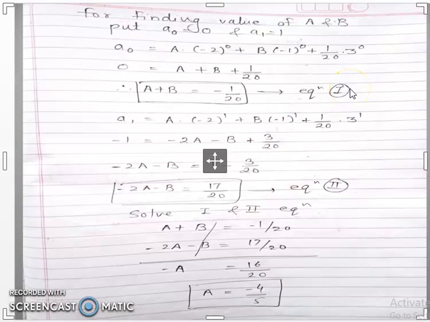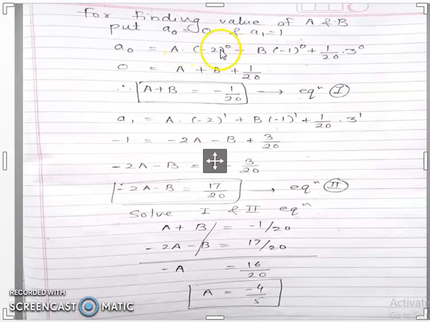Next we have the given values a0 is equal to 0 and a1 is equal to 1. So, to find the values of a and b, we put the values a0 is equal to 0 and a1 is equal to 1 in our solution: an is equal to a into alpha 1 raised to power n plus b into alpha 2 raised to power n plus 1 upon 20 into 3 raised to power n. So put n is equal to 0, then we get the equation a0 is equal to a into minus 2 raised to power 0 plus b into minus 1 raised to power 0 plus 1 upon 20 into 3 raised to power 0.